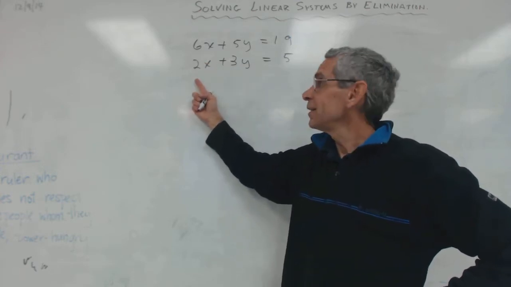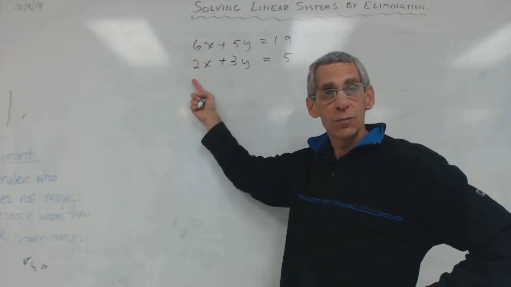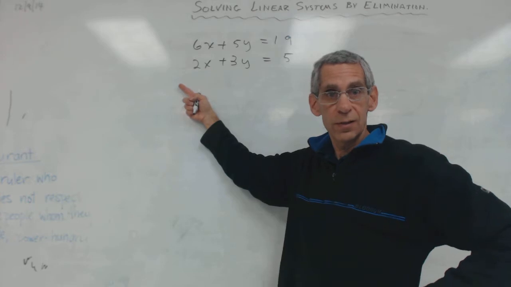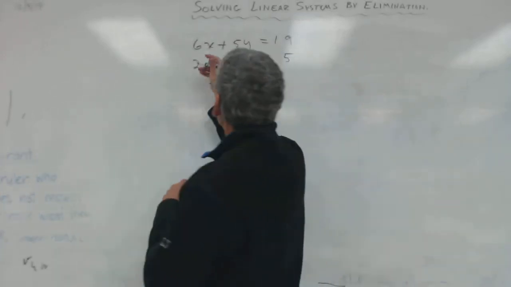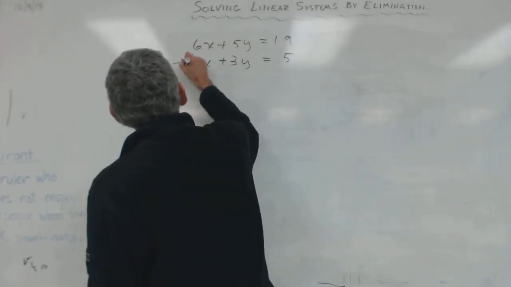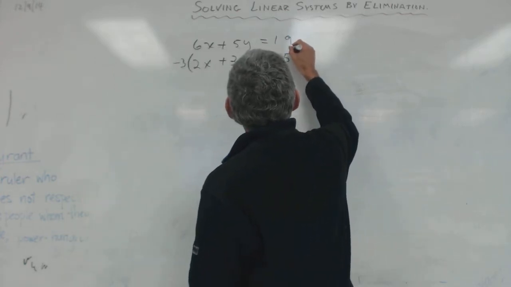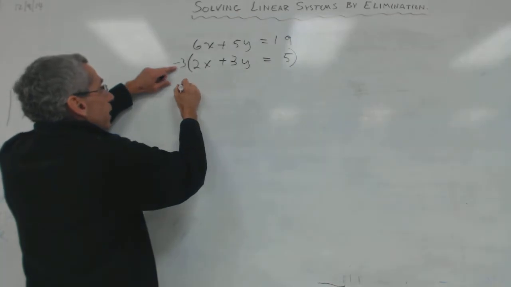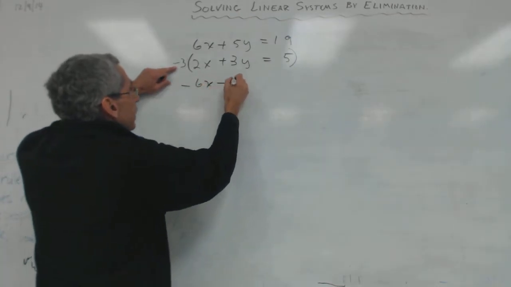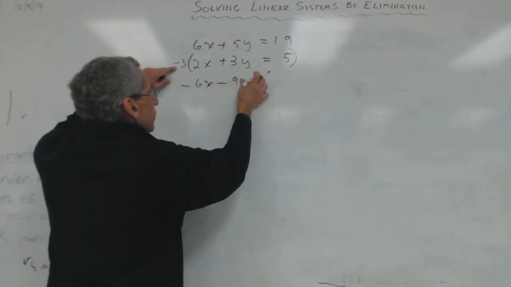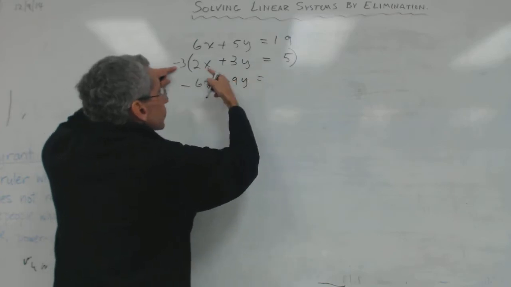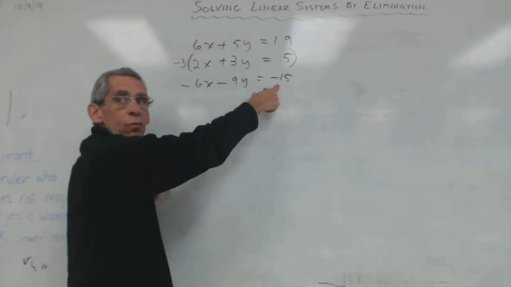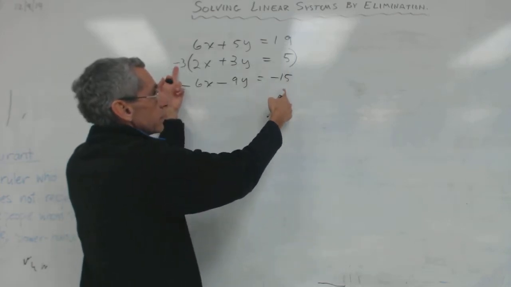But since I want them to be opposite signs, let's multiply it by negative 3. You see what we're doing? Makes sense to you? So here we go, negative 3, and I'm going to multiply it times this whole thing. I'm going to write it under here. So I got negative 6x minus 9y is equal to negative 15. This is where people forget: they often don't multiply this number times this last thing.